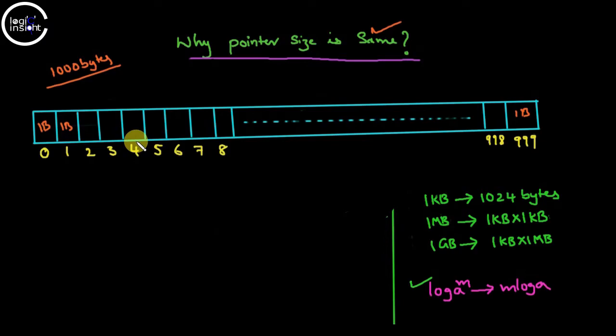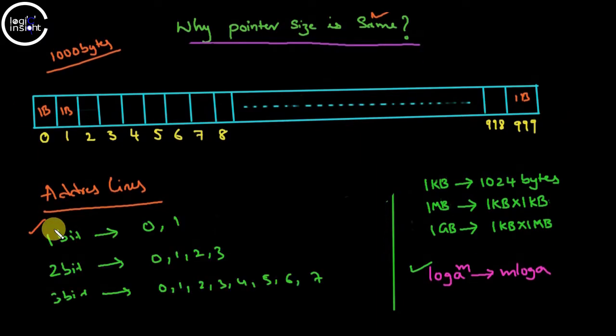So how many address lines are required? So here is the question. How many address lines are required to represent from 0 to 999 locations? In order to answer that question, I need to make sure that you understand the logic behind it. Okay, now if you consider 1 bit as an address line, then I can represent 0 and 1 memory locations. So if I take 1 bit as an address line, then I can represent this many memory locations.